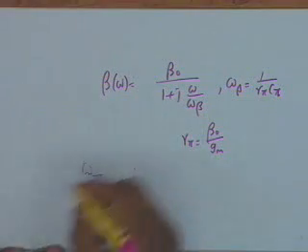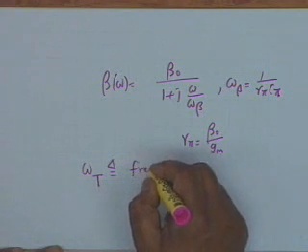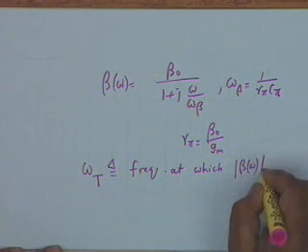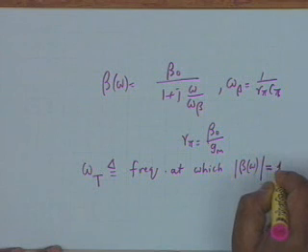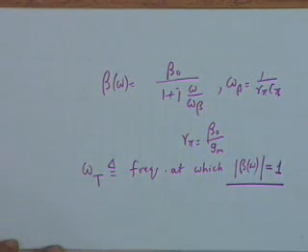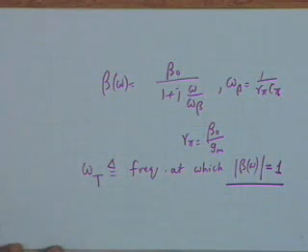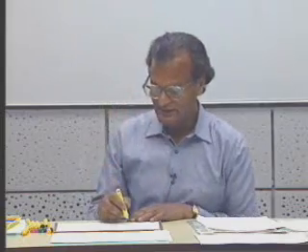They specify a frequency called omega t. Omega t, by definition, is the frequency at which the magnitude of beta omega is equal to 1. What does it mean? It means that the current amplification just ceases beyond omega t. Isn't that right? If omega is greater than omega t, then beta omega will be less than 1, which means there is no current amplification factor. This is why omega t is called a transition frequency. Transition from amplification to no amplification.